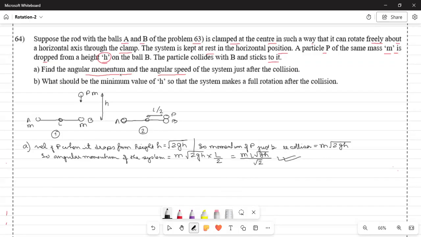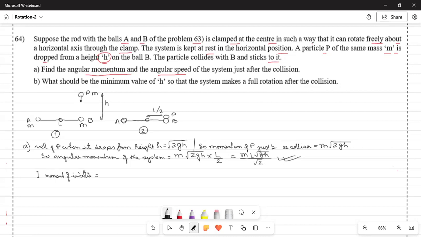What is the angular speed of the system? Now you have already learned it a number of times. From angular momentum, we can find angular speed by the equation L equal to I omega, right? So we need I, the moment of inertia of the system.